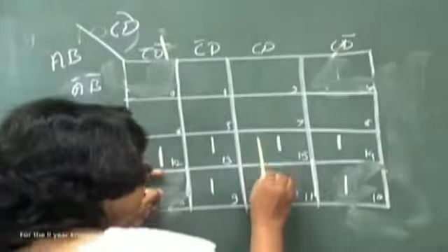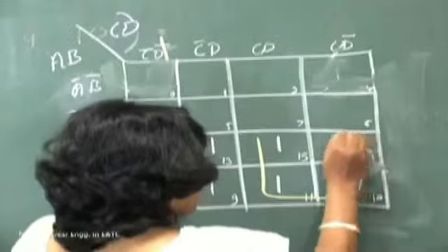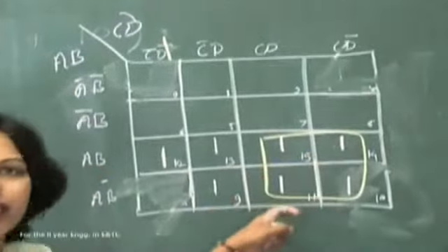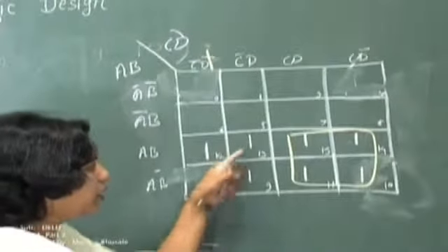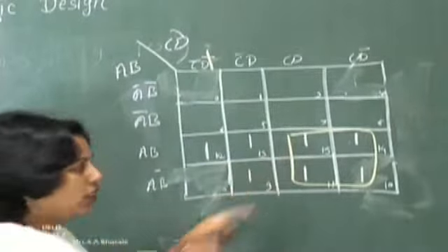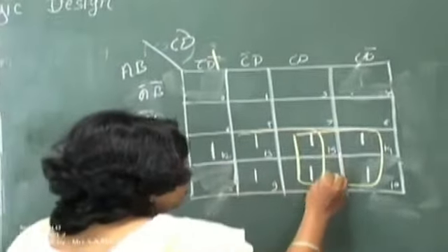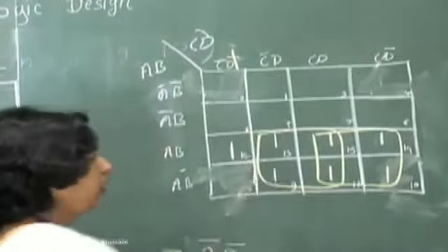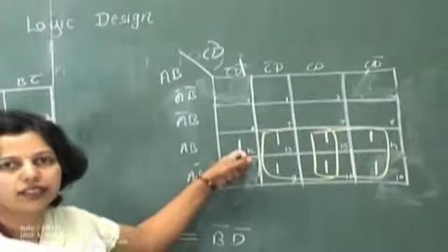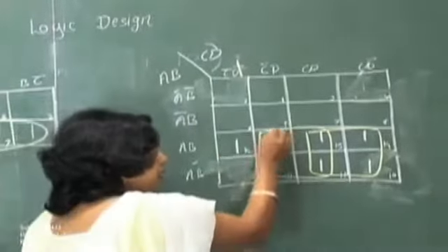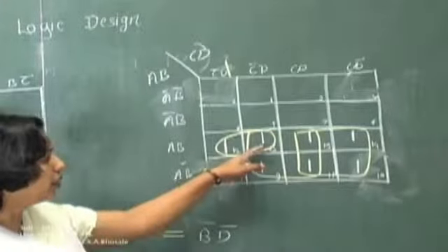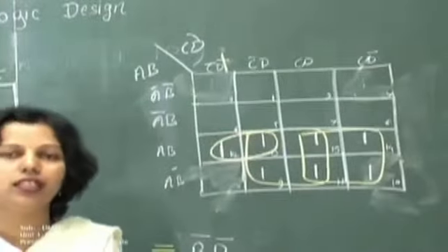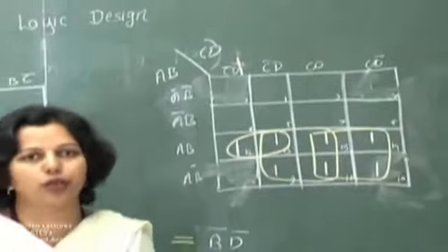So see, these 4 ones can be combined together, forming one quad. These 2 ones are left. Again, these 2 ones can be combined with this one, so that one more quad will be formed. Again one is left, so this can be paired with this one. Remember, whenever we start coupling, the coupling should start with the higher number of ones.